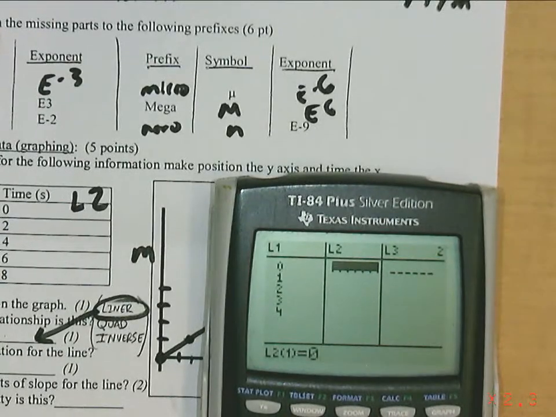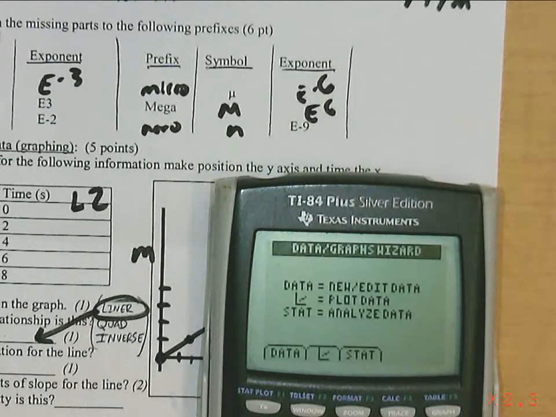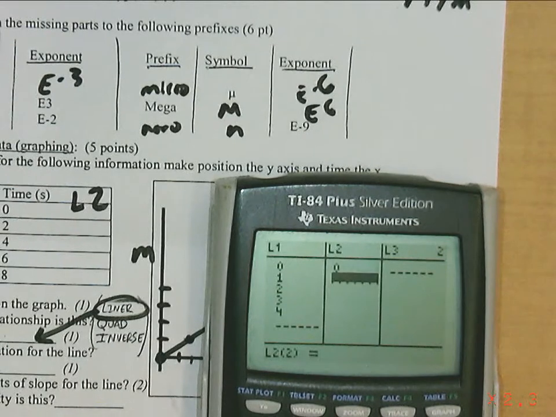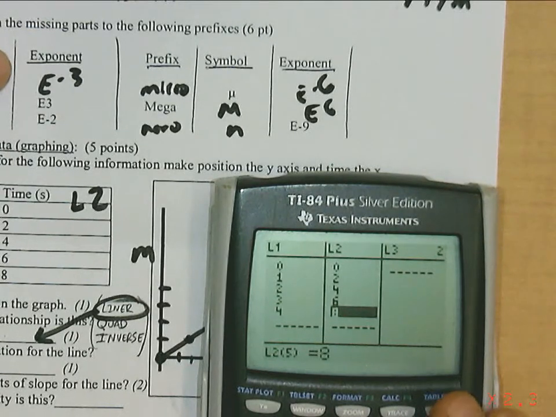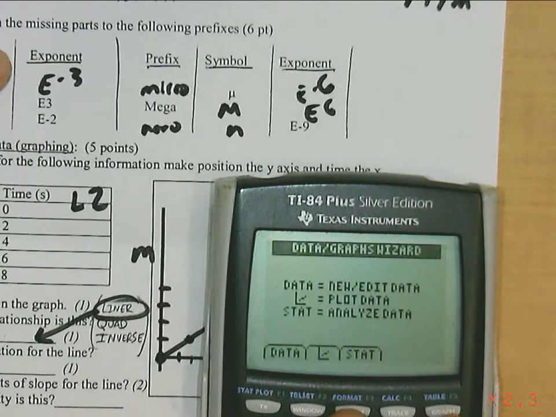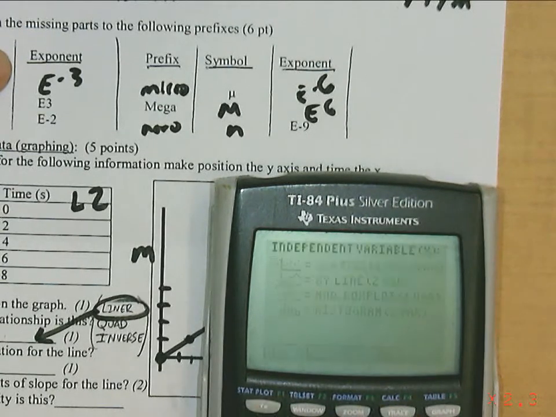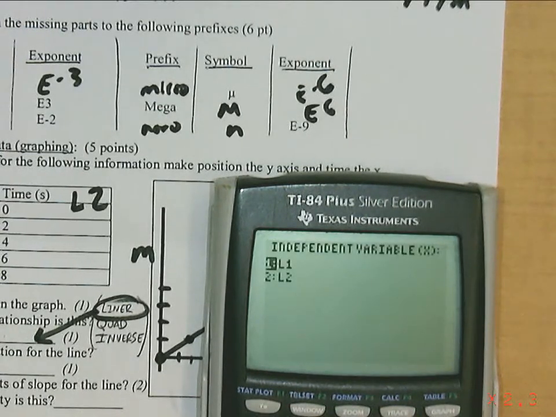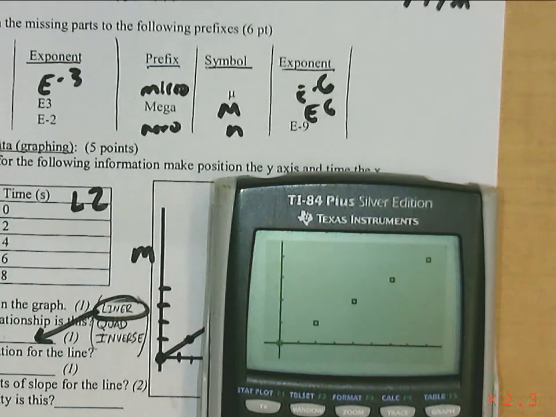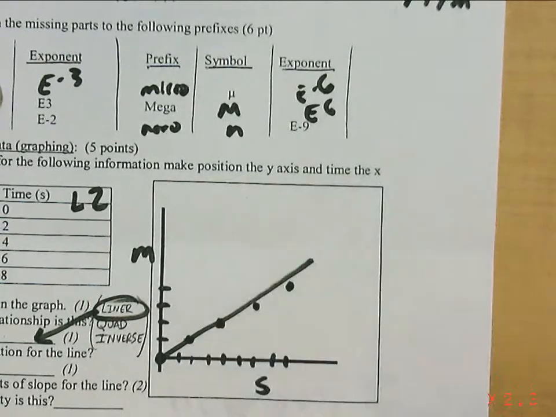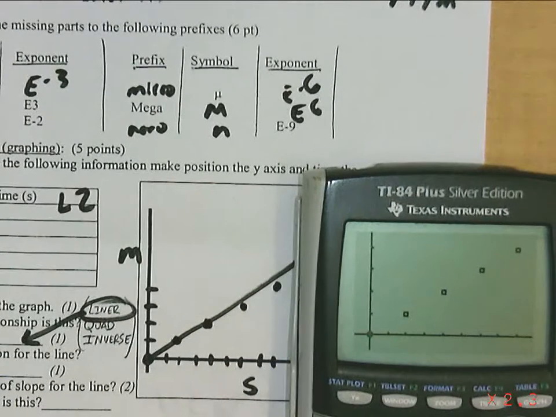L2 is 0, and 2, and 4, and 6, and 8. So now we have both of those two things. We're ready to quit this menu and go to the plot data. We want to hit the scatter plot. Remember, we chose the X to be L2, which is kind of backwards of the way you might think it would be. And now it mirrors what we have on here when I was on our calculator.